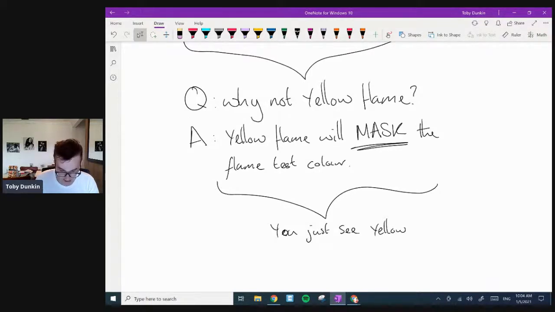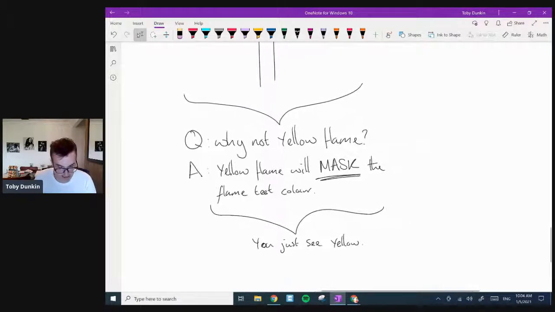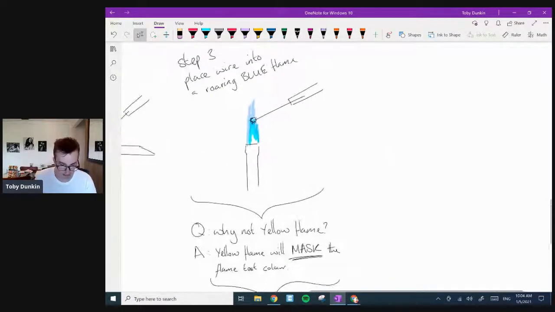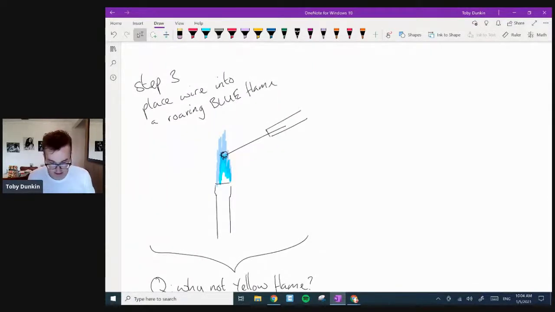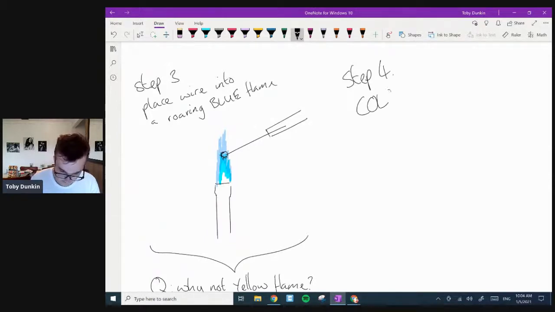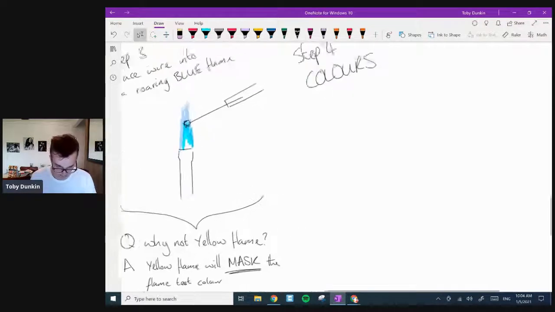And if you're trying to pick up a subtle color like lilac, it's going to be very difficult to see that. So this brings us to the end of the method, and the question is, what colors am I going to see? You now have to be able to learn these. Step 4 is colors.